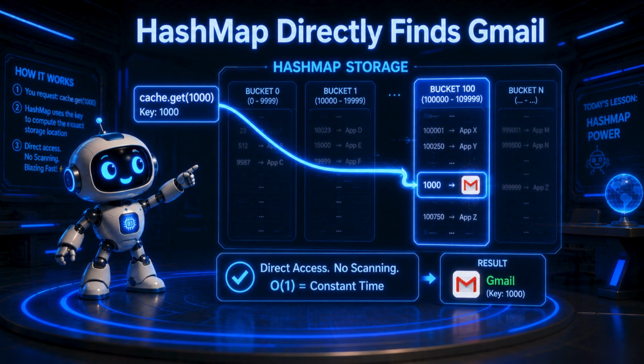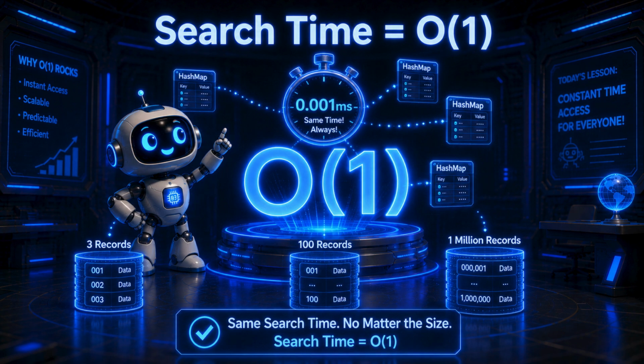Now, if I want Gmail, there is a method available in map. By using that, we can get the value by using the key: cache.get(1000). The hash map directly goes to the key and retrieves the value. It doesn't matter whether there are 3 entries, 100 entries, 10,000 entries or 1 million entries. The retrieval time remains almost the same. Therefore, we say search time is equal to O(1), which means constant time.